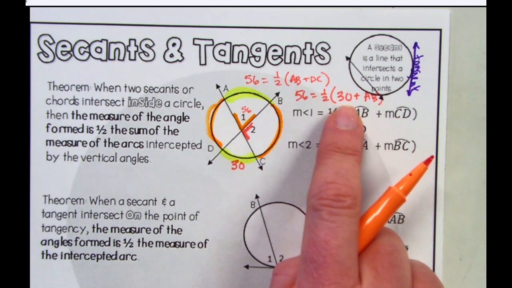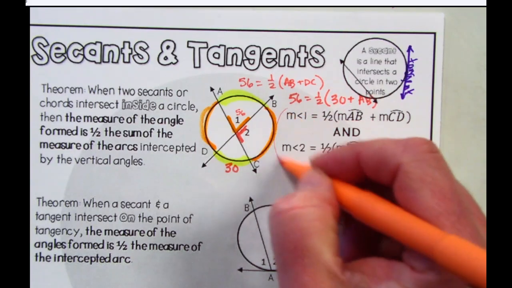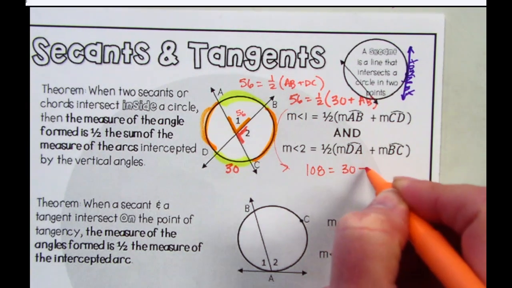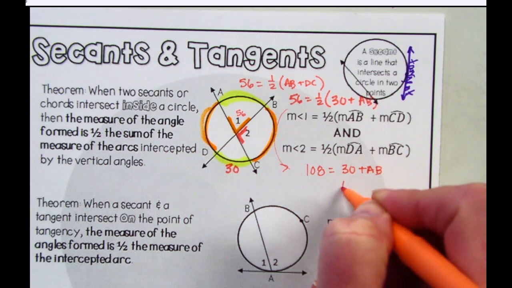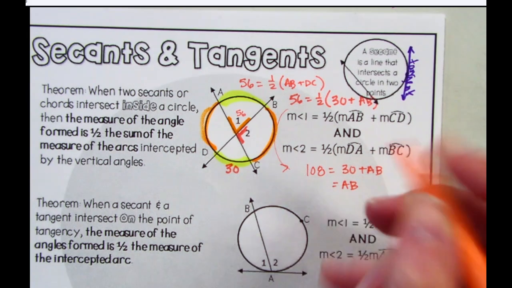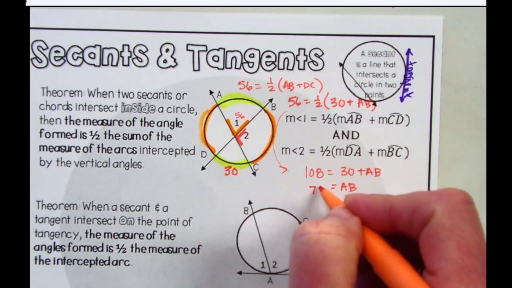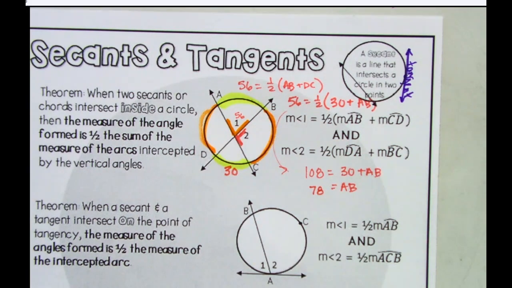Times both sides by 2. I'll bring it down here. So that means we would have 108 equals 30 plus AB. So now I know the measure of arc AB. 108 minus 30 is 78. That's what you meant.